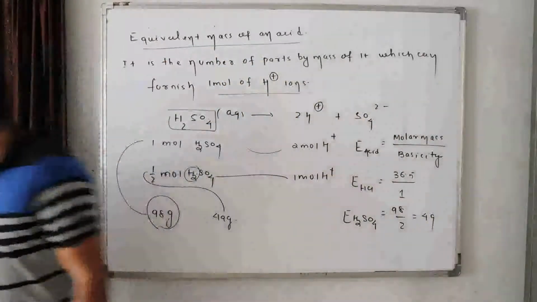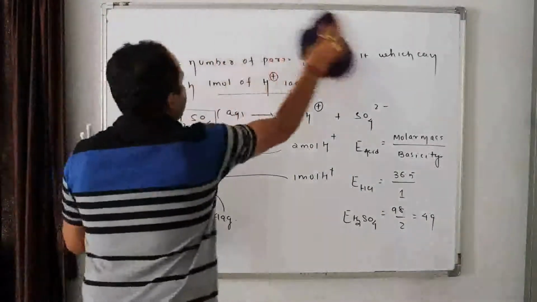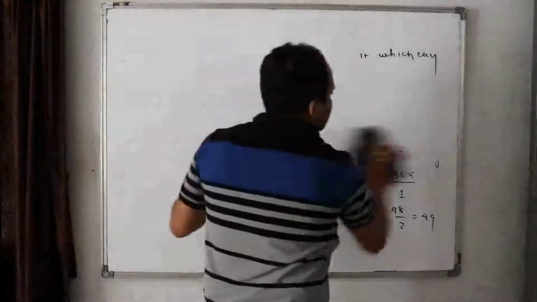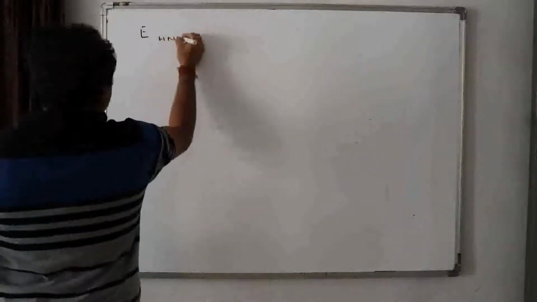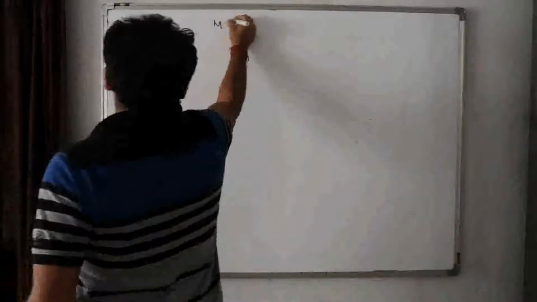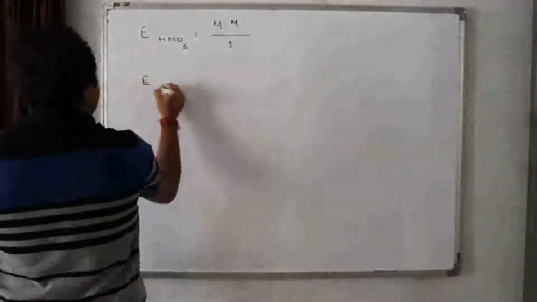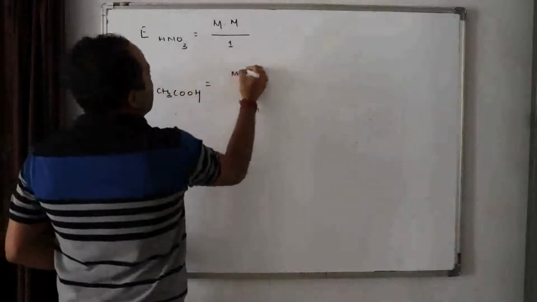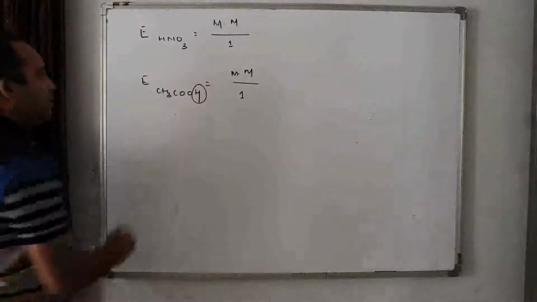Some more examples of equivalent mass of an acid. Let me tell you some more examples. Equivalent mass of HNO3. What will be the answer? Molar mass divided by 1, basicity 1. Equivalent mass of acetic acid, CH3COOH. It will be equal to molar mass divided by 1 because only one replaceable hydrogen.